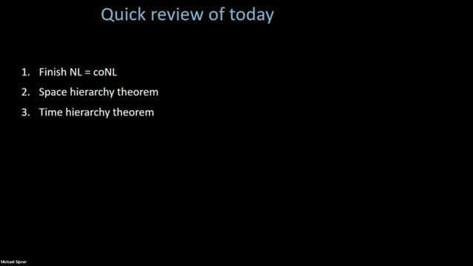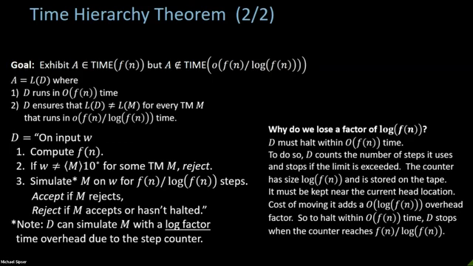Since we just showed SPACE(n) is a proper subset of SPACE(n^k) for any k, why can't we also say SPACE(n) is a proper subset of PSPACE? Yes, SPACE(n) is a proper subset of PSPACE. Somebody just asked: we just showed that SPACE(n) is a proper subset of SPACE(n^k). Does that also say that SPACE(n) is a proper subset of PSPACE?